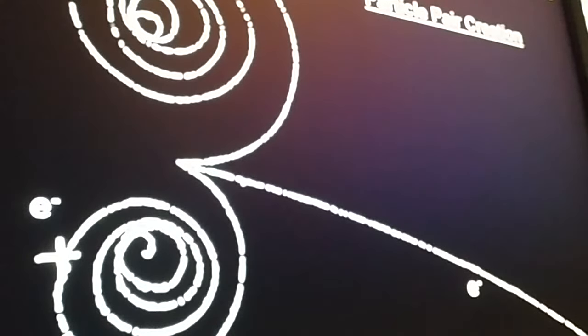Here's an event in a cloud chamber that shows the creation of a pair of particles, one electron and one positron. This event was the conversion of a high-energy gamma ray that kicked an electron out of an atom and was itself converted into two particles.